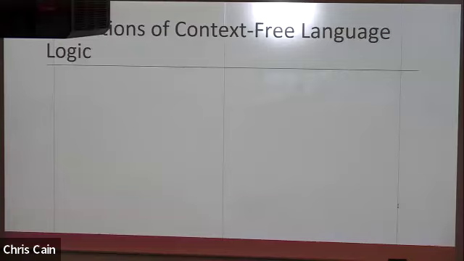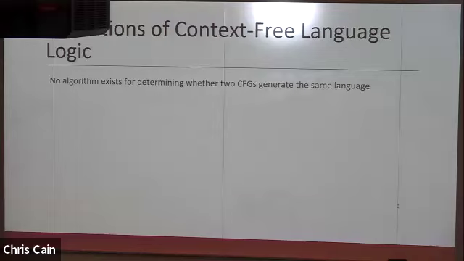Let's see if I can quickly go through this. So we start with something fresh. This is the last slide here. We've seen before that no algorithm exists for determining whether two context-free grammars generate the same language. It's very easy to prove they don't. We just have to find a counterexample. So that's another fun limitation to that logic. There's no way to determine whether two context-free grammars generate the same language, at least the ability to do that in general.